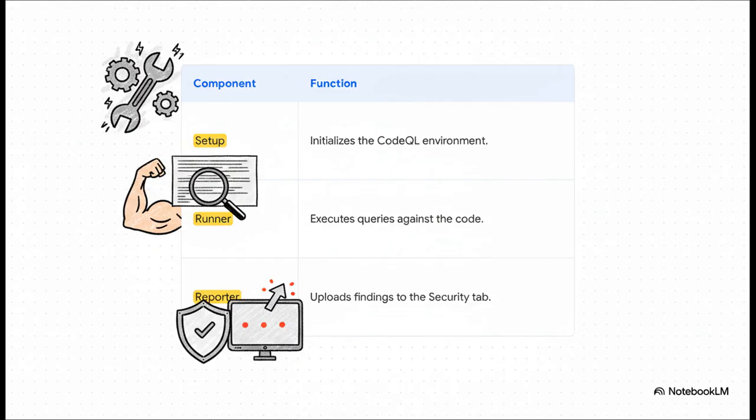The setup step just gets the environment ready to go. The runner is the workhorse. It builds the database and runs all your queries. And then finally, the reporter takes any findings and puts them right in your repository's security tab for everyone to see. The whole process, from analysis to alert, is completely automated.